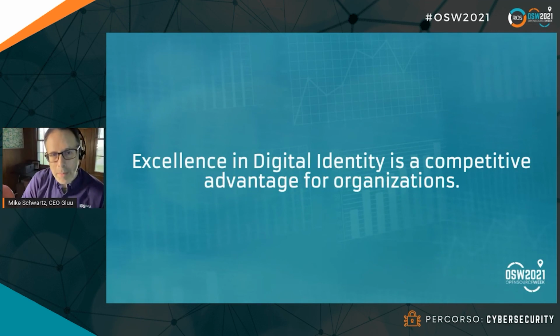Just to wrap up, I'll say that digital identity is a competitive advantage. It helps you get new products to market faster. Every system that you build is going to need to solve this question. So getting good at digital identity will enable you to build new products faster and build better products that are more aware of the people who are interacting with them.